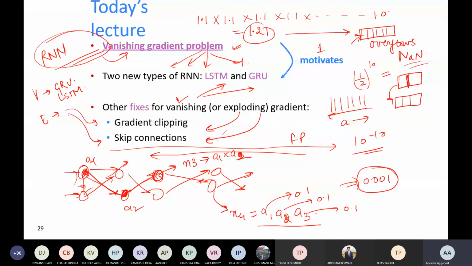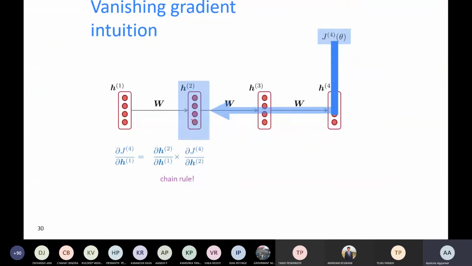So what is gradient clipping and what are skip connections? Let's see. First of all, this is showing a vanishing gradient. What we want to do is calculate the gradient of the loss over here with respect to the input parameters, right? We always want to do that. This is the fourth and this is the first.